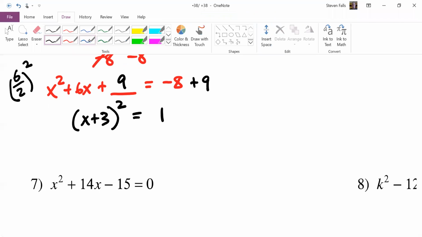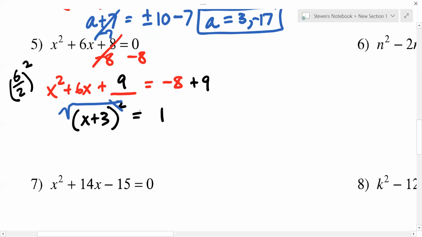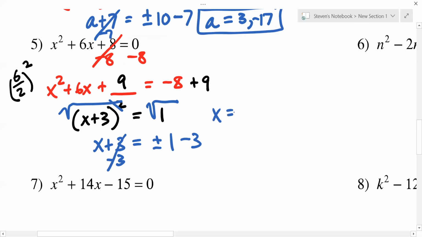Okay, just a couple more steps here. So we're going to square root both sides. So x plus 3 equals the square root of 1. That's a perfect square. So we're going to say plus or minus 1. And then we're just going to subtract 3 from both sides. Two exact solutions. So positive 1 minus 3 is negative 2, and negative 1 minus 3 is negative 4. There you go.